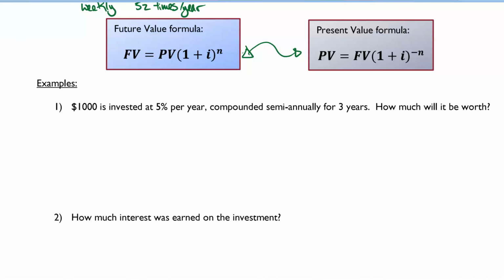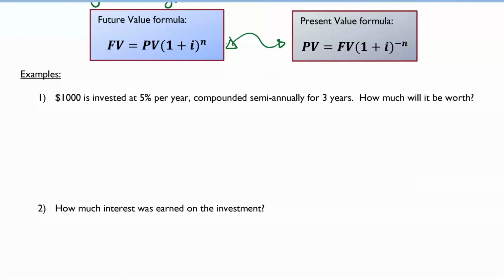Example 1. $1,000 is invested at 5% per year, compounded semi-annually for 3 years. How much will it be worth? So look at that, right? You got $1,000 is invested at 5% per year, compounded semi-annually, okay? For 3 years, how much will it be worth? So there's some key things I want to bring about here.